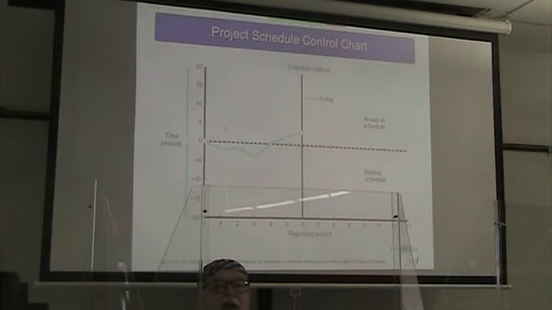Here we see a schedule control chart. 0 would mean we are on time, whereas being above means that we're ahead of schedule, and being below means we're behind schedule. Right, so we can see we were behind schedule at first, but now we've caught up and we're getting ahead of schedule.